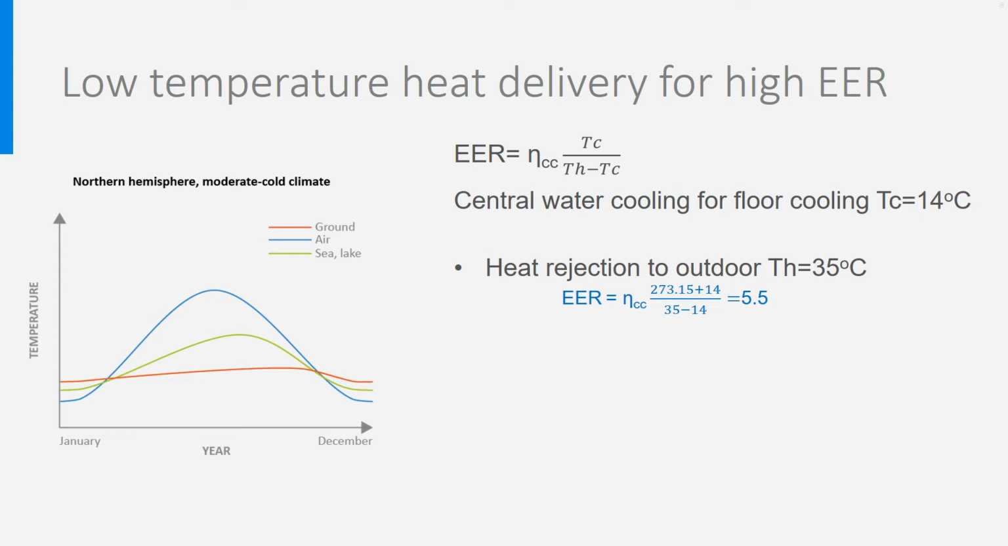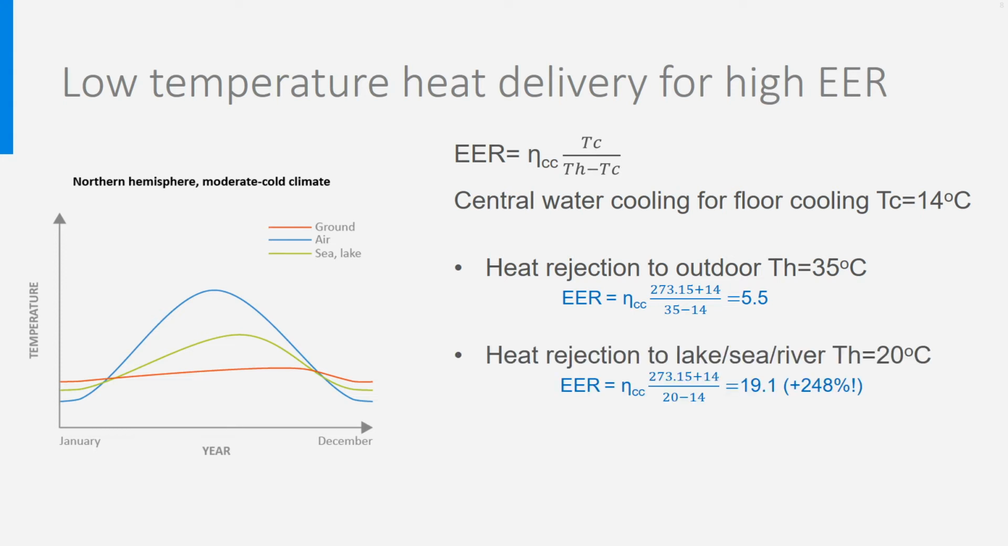We already calculated the EER when rejecting the heat to the outdoor air at 35 degrees. It was 5.5. If we would now connect the condenser to a pond, lake or sea water, we could reject the heat at 20 degrees, which would lead to an EER of almost 19.1, 3.5 times higher than when using the outdoor air. Just like for heat pumps, care has to be taken that the rejection temperature is below a certain limit in order to limit the burden to the flora and fauna in water.